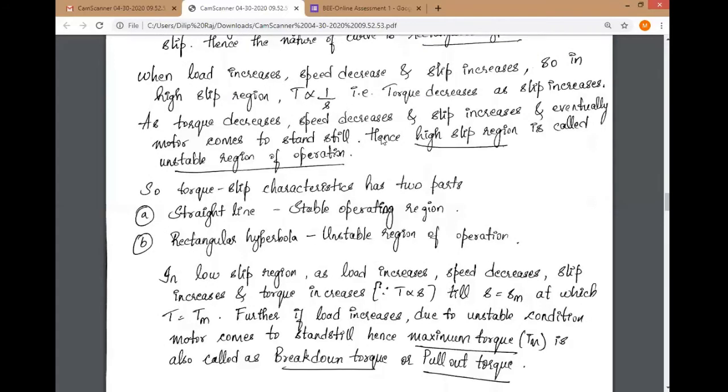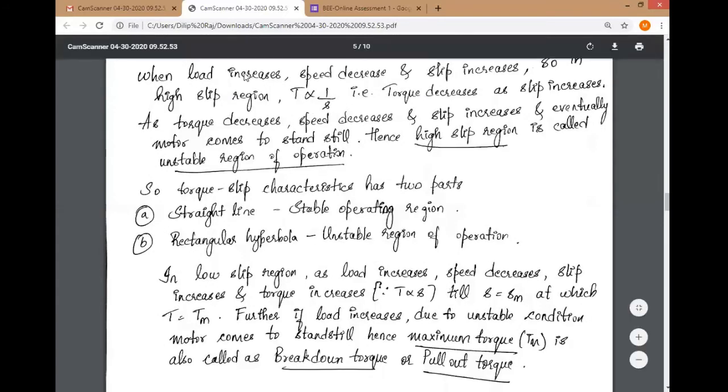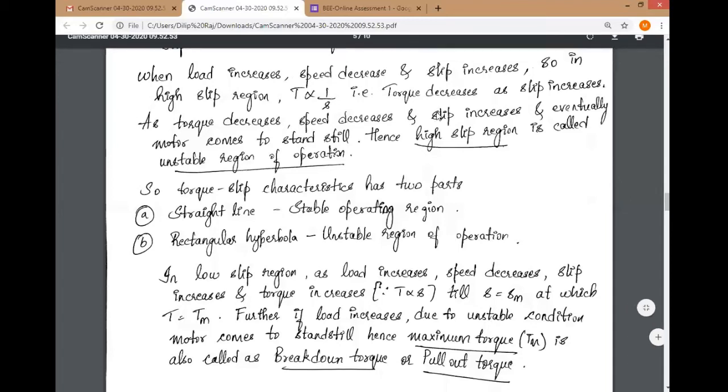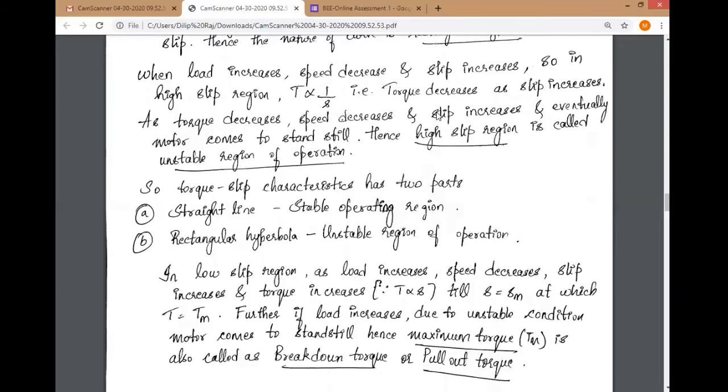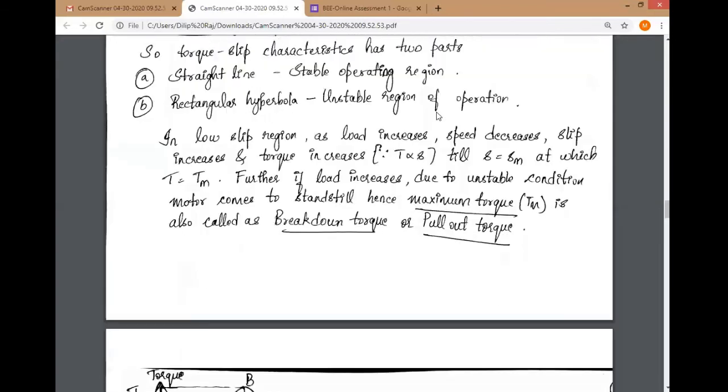Whereas in the high slip region, if the load increases, the slip is increasing while the torque is decreasing, which is not compatible with the load change. So the high slip region is regarded as the unstable region of operation, where torque is inversely proportional to slip and the nature of the curve is hyperbolic. Whereas in the low slip region, torque and slip are directly proportional to each other; it is regarded as the stable operating region, and the graph is a straight line.